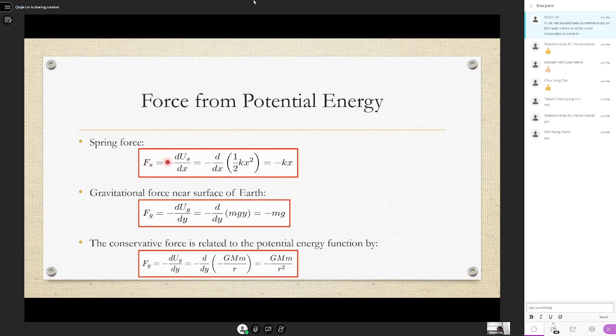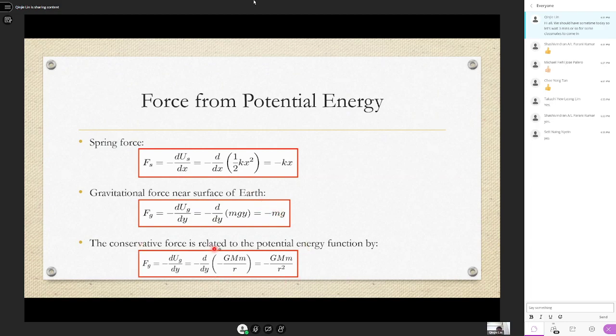So let's see whether that equation is true. For spring force, we know the spring energy is half kx squared. If you differentiate that with respect to x, you are going to get just kx, with a negative sign in front. So it's correct: you differentiate the energy, you get the force. Gravitational force near the surface of Earth: we know the gravitational potential energy is mgy. If you differentiate with respect to y, you just get minus mg. So energy to force is correct also.